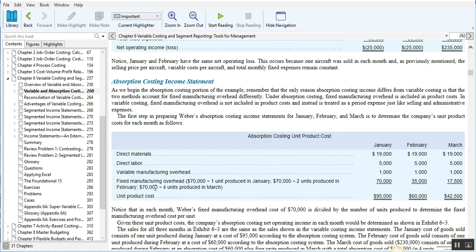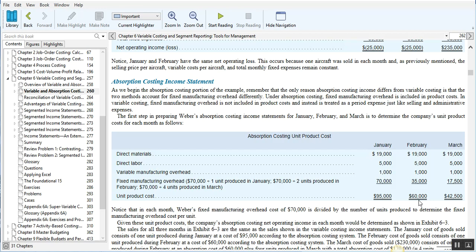We only sold 1 of them though. So when we produce the 2 units, these costs are going to remain the same. However, when we get to fixed overhead, we're going to divide that fixed overhead by 2 units. So the per unit cost goes down, drops significantly to $35,000. Our overall cost drops to $60,000 because in this month we produced 2 units.